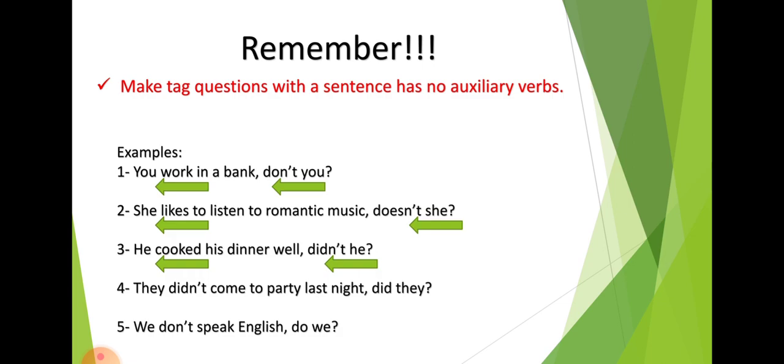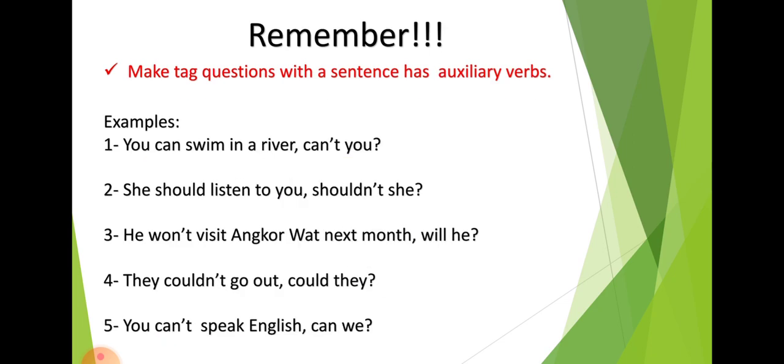Sentence number 4. They didn't come to the party last night, did they? This is a negative sentence, and it is in the past simple form. So the tag question must be positive and in past tense. Number 5. We don't speak English, do we? The statement is negative, but it is in present simple. So the tag question must be in present simple, and it must be positive. Do we?